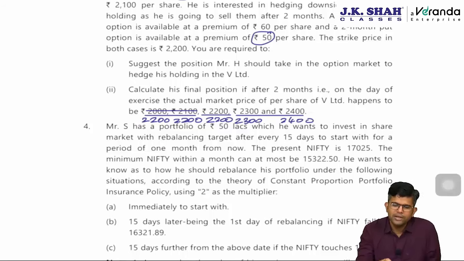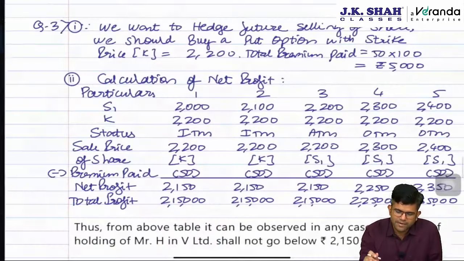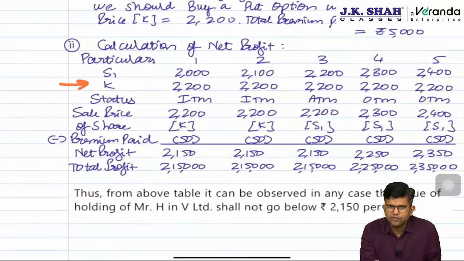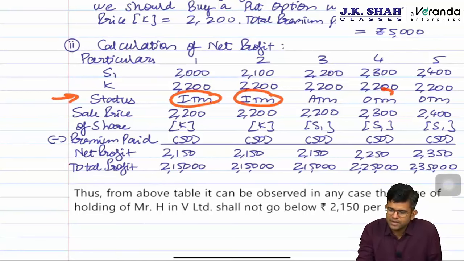Premium I'm paying today only, and that should give you your net selling price. So I have made this table. So S1 all different ranges I have taken. K, of course, that is the strike price I have kept fixed, 2200. Status, as we discussed: first two in the money, last two out of the money, center one is at the money.